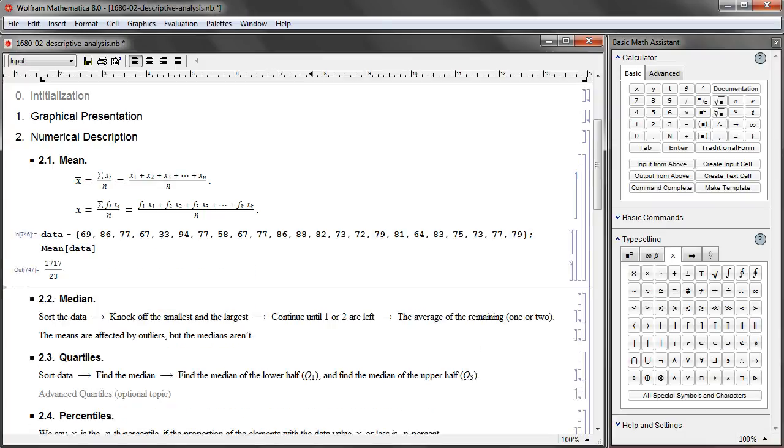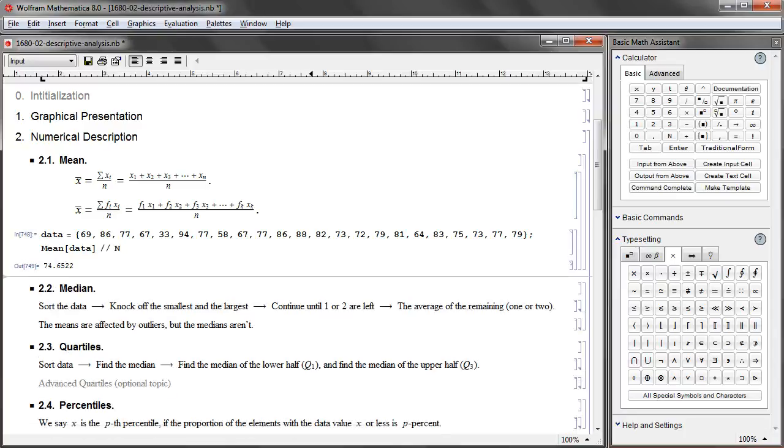Well, here's an example, the mean of this data. That's why we get a decimal. And this data set, by the way, is the same data set that we had been working on, the exam data set that I actually had several semesters ago.